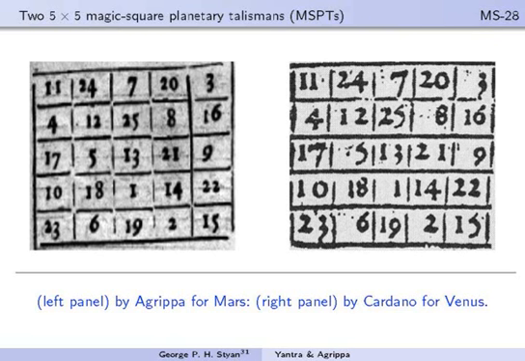Here are the 2 5x5s. I'm skipping the 4x4s for the moment. I'm concentrating now on the odd order magic squares. Here are the 5x5s. On the left by Agrippa for Mars, on the right by Cardano for Venus. They're the same magic square.